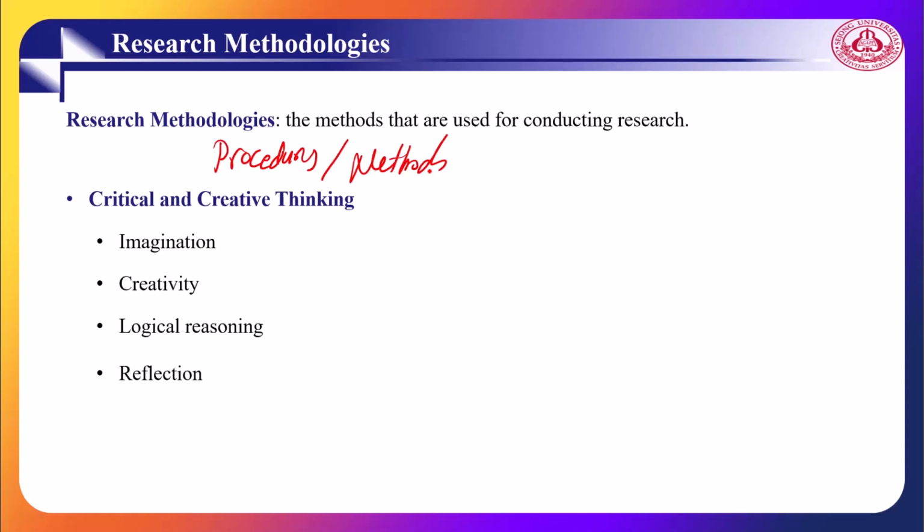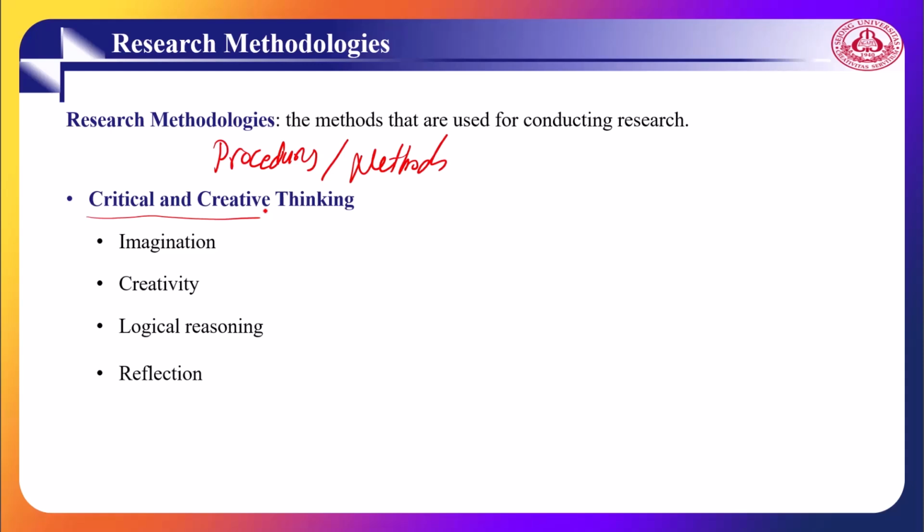So there are some characteristics for such methodologies, and the first one is critical and creative thinking, because this research is going to be carried on for the first time. That's why it must be creative. So here we learn to generate and evaluate knowledge, and also we clarify concepts and ideas, we seek possibilities, and we also consider alternatives and solve problems.